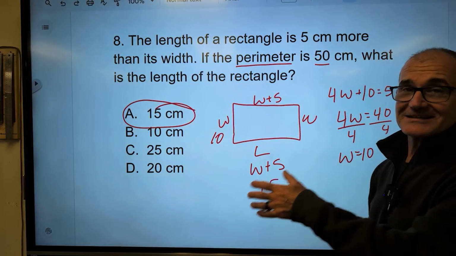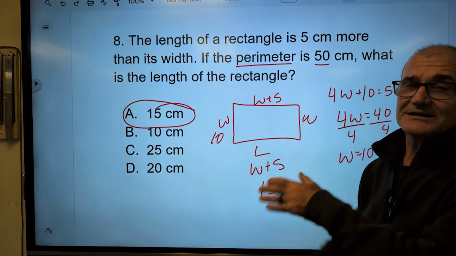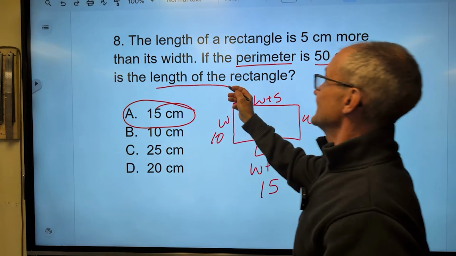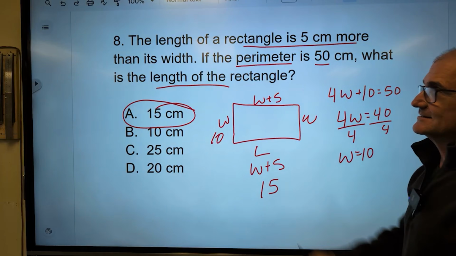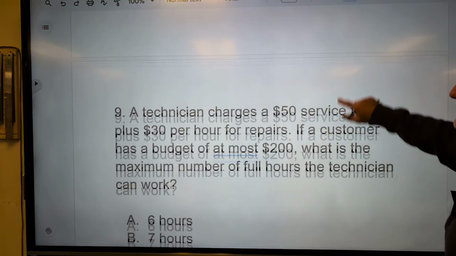When I did it quickly, that's how easy it is to make a mistake. I found the width and I just circled B. So you've got to read this very carefully. What is the length? And it tells you the length is 5 more than the width. So correct answer, answer A right there. All right, moving on to number 9.